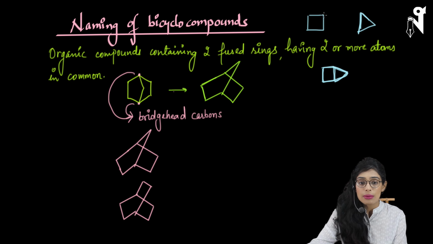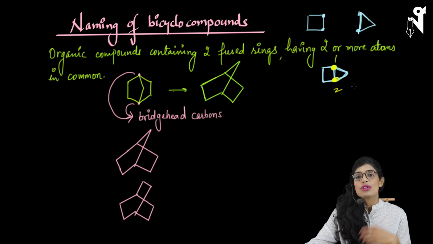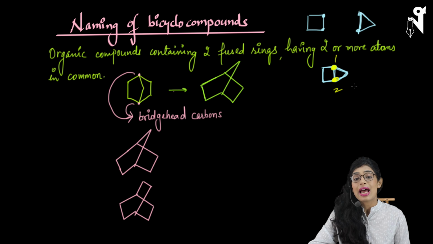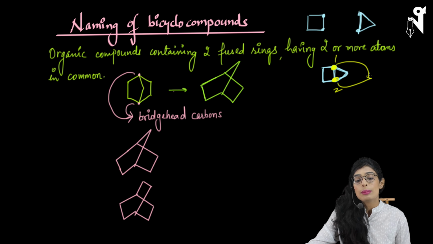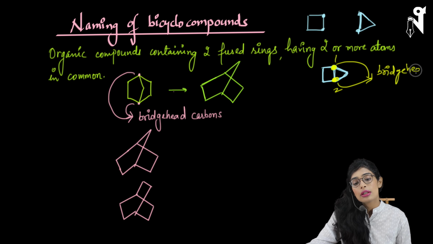Here the shared carbons or the common carbons are the ones on the edges, basically on the shared wall. So this carbon and this carbon are going to be common carbons, the first carbon and the second carbon in between. We generally call these common carbons bridgehead carbons. So this carbon and this carbon will be called bridgehead carbons.